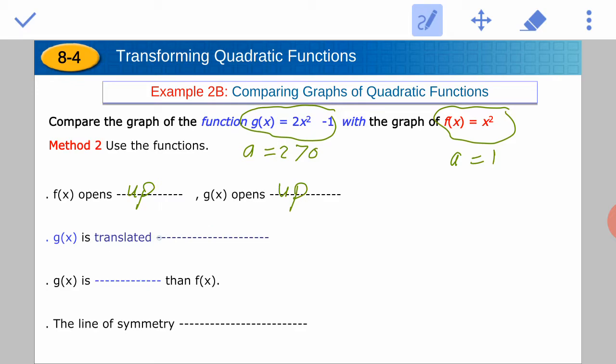The vertical translation of g of x. Guys, we determine the vertical translation of any function from the number added to or subtracted from the x squared term. G of x equals 2x squared minus 1, and since 1 is subtracted from 2x squared, this is exactly a vertical translation 1 unit down, so g of x is translated 1 unit down.